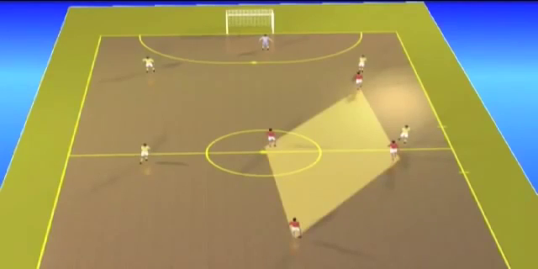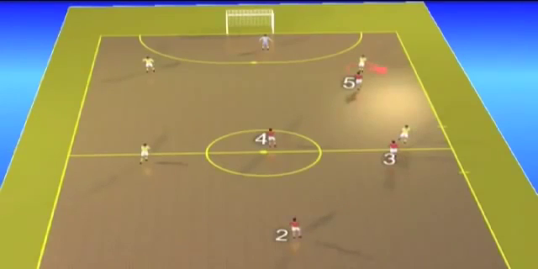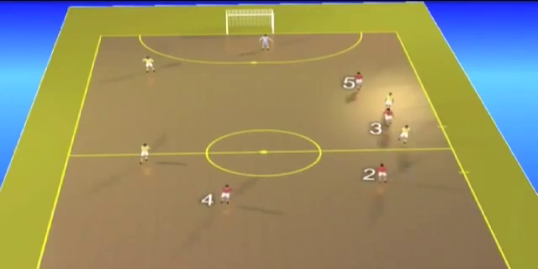When the ball is on the left side of the attacker, he dribbles past the defender to the side. The coverage is now made by the defender closest to the parallel, in this case, number 3. Defender number 2 takes the place of defender number 3.